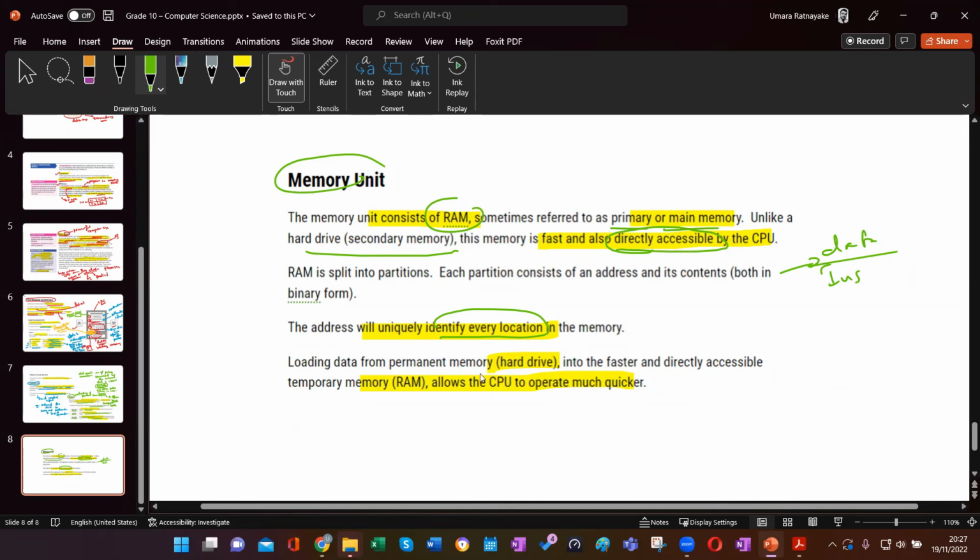Loading data from permanent memory, hard drive, into a fast and directly accessible temporary memory, RAM, allows the CPU to operate much quicker. Imagine that RAM wasn't there. If RAM wasn't there, the computer will be extremely slow, right? Extremely slow because there's a huge difference between the registers and the hard drive.